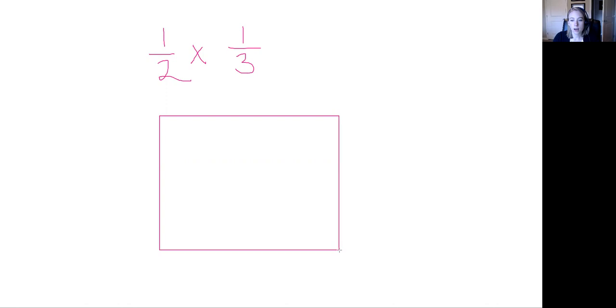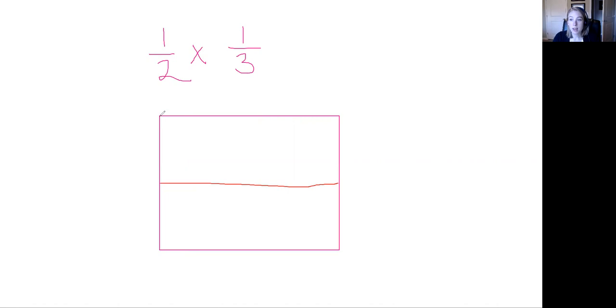So here I have my rectangle, and this represents a unit of 1. And we're going to split this unit of 1 into fractions. And the first fraction we're going to split it into is 1/2. And I'm going to try to use different colors here to help us see the different fractions. So I need to split this in half. So I'm going to split it right here. It's not going to be perfect, but that's in half.